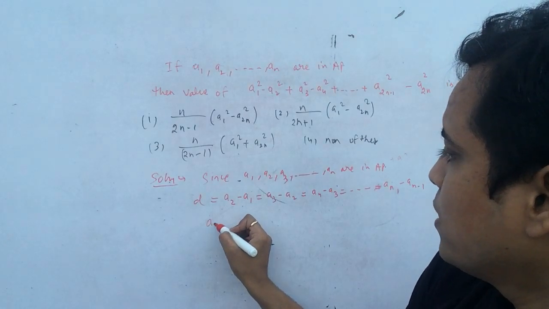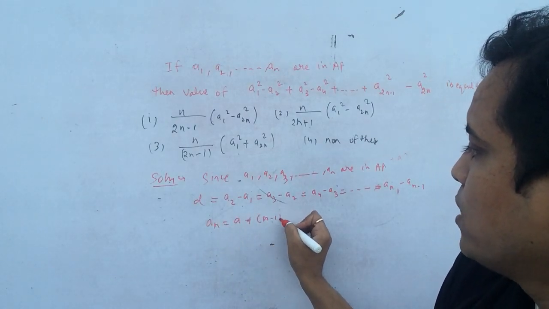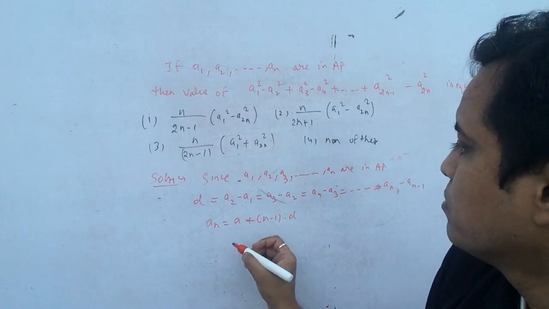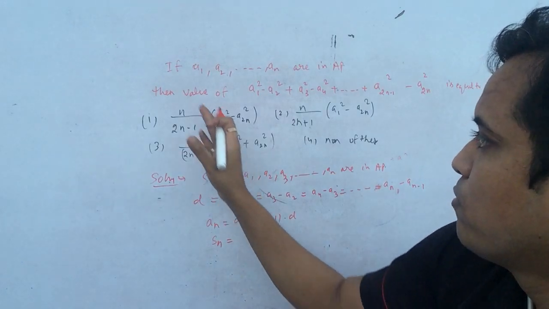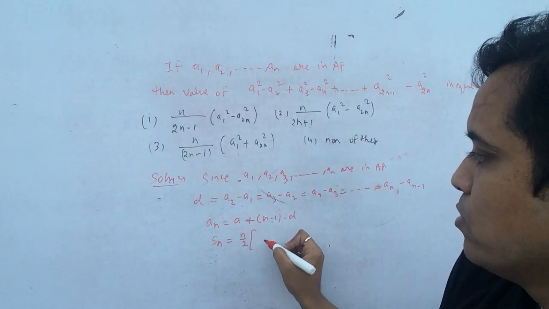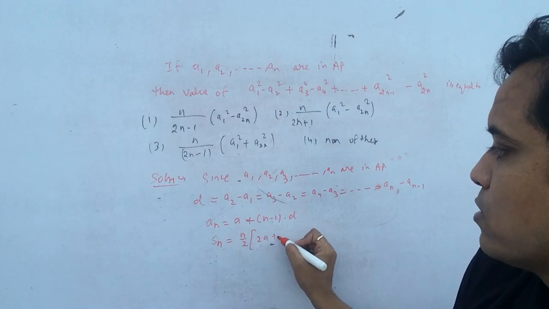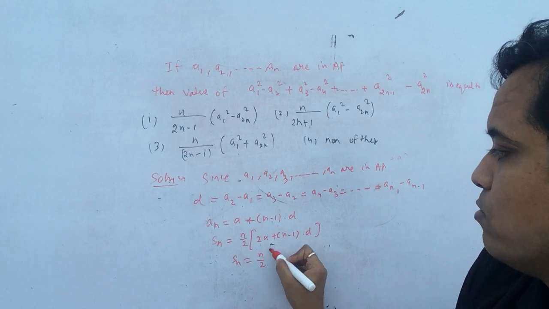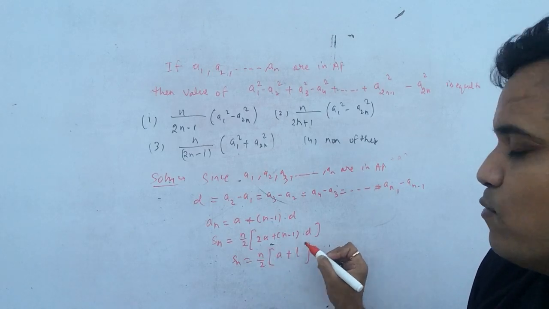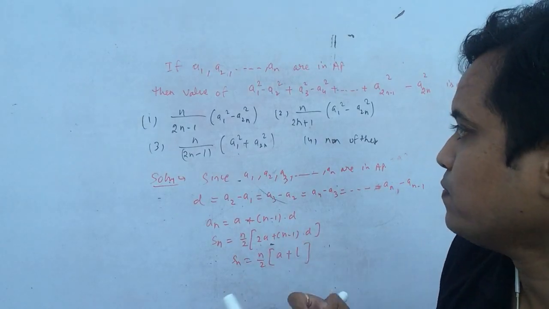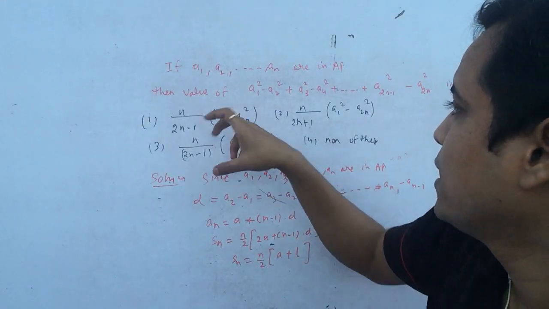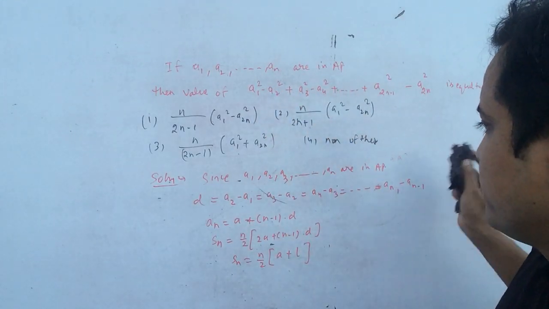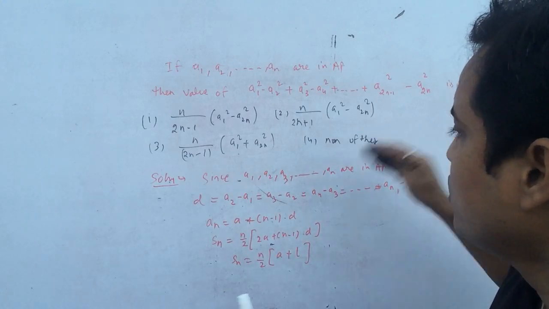What more do you know? AN equal to A plus N minus 1 into D, and we also know about the sum. Sn equal to, for the first n terms, n by 2 into 2a plus n minus 1 into D. And Sn is also equal to n by 2 into a plus n. These are the things we know about AP.